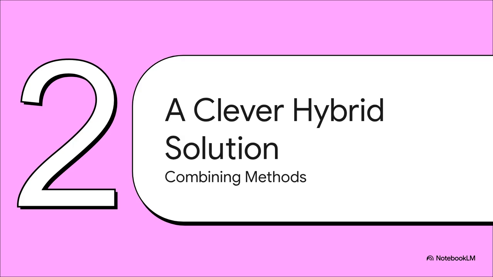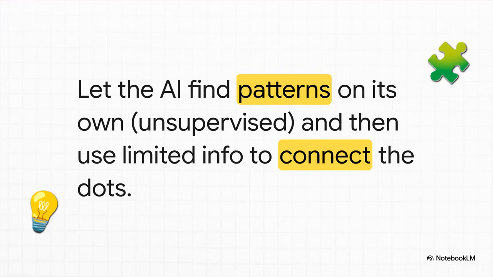So, if that main road of supervised learning is totally blocked, we've got to find a detour, right? And the answer is a really clever hybrid solution, one that actually combines two different ways for an AI to learn. Here's the big idea. You basically let the AI do the heavy lifting first. We're going to start with an unsupervised method, which means the AI just looks for natural patterns in all those unlabeled images. Then, once it's done that, we use the tiny bit of information we actually have to help it connect those patterns to the right names.